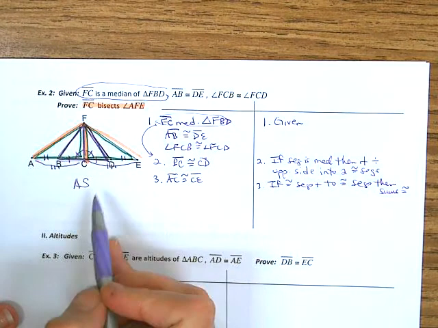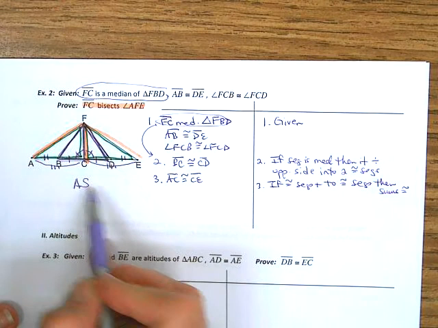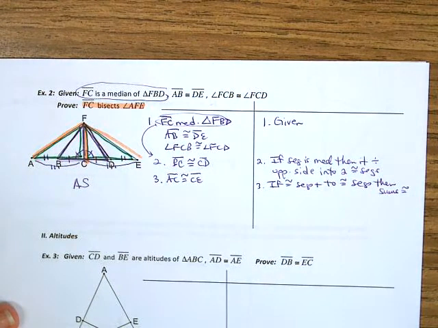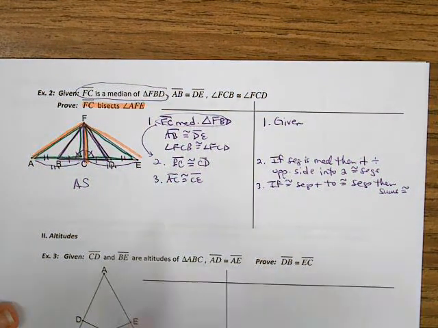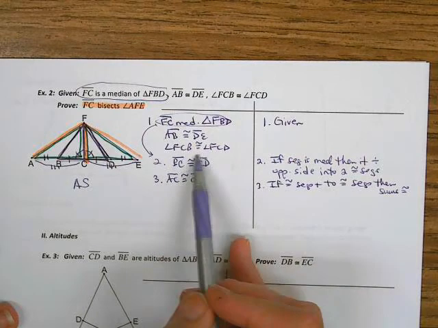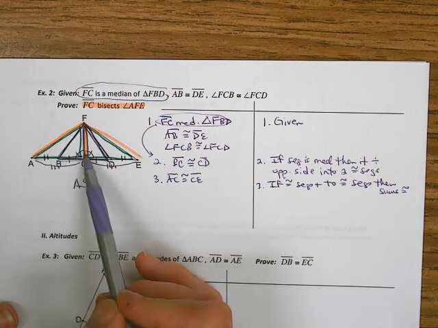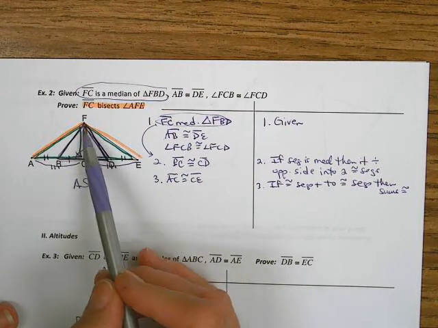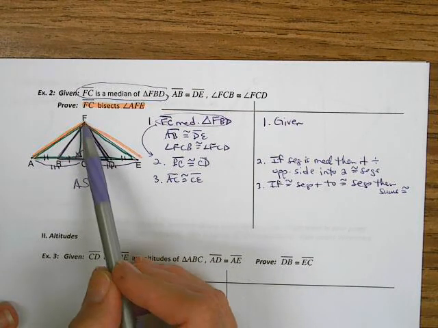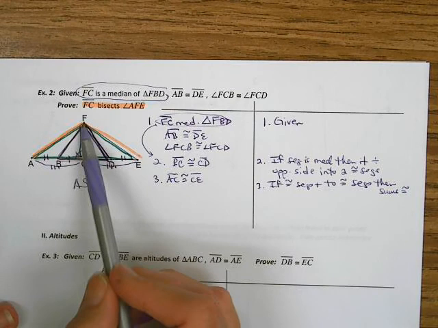So I know I'm either working with angle side angle or side angle side, but I'm missing a piece. And I've used up all the given. So remember, if you are stuck, that means you're missing something you need to see in the diagram. If you look closely at these two green triangles, what you need to see is that they share this side right here. So don't forget to look for reflexive.